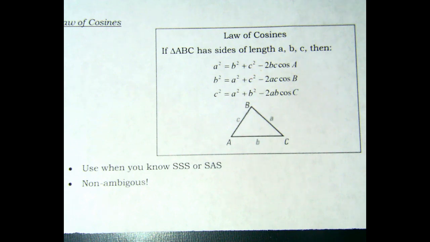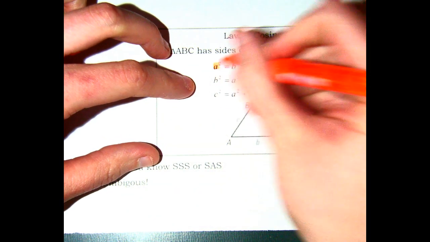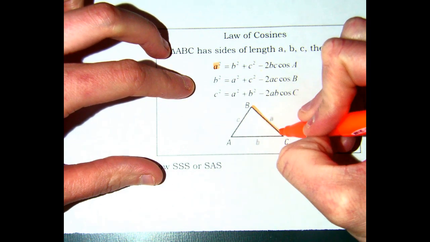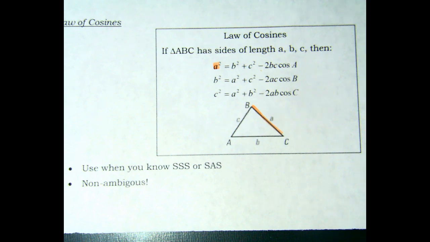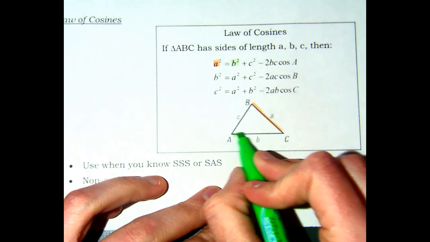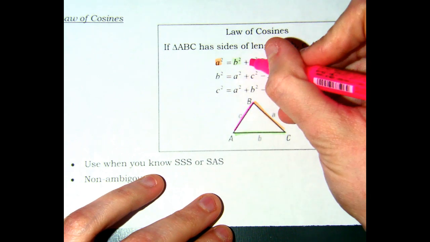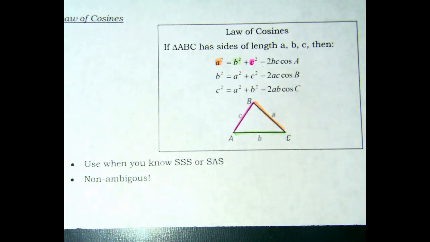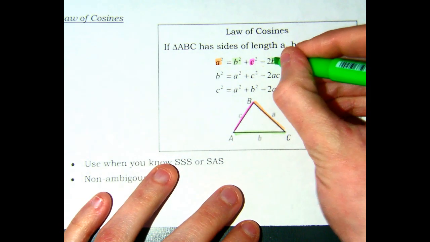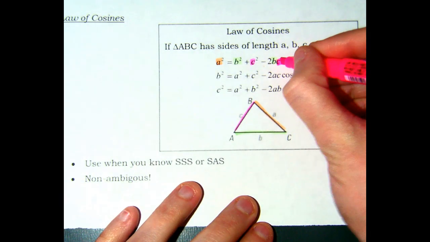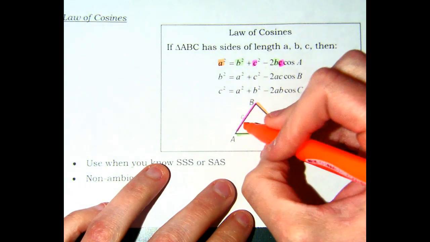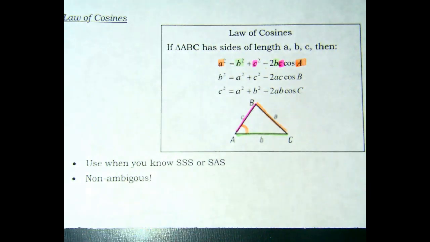So, when it's talking about a side length A, that side length squared is equal to the other 2 side lengths squared and added together, minus 2 times, again, the other side lengths, times the cosine of A, the opposite angle. We're only going to highlight that one.